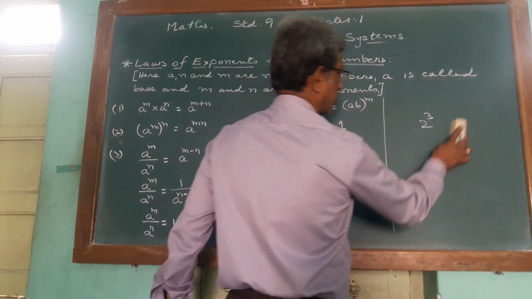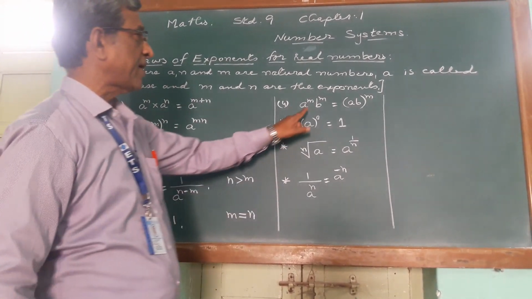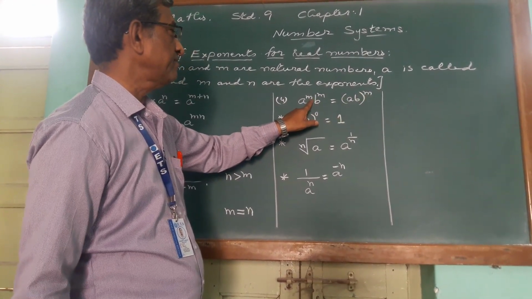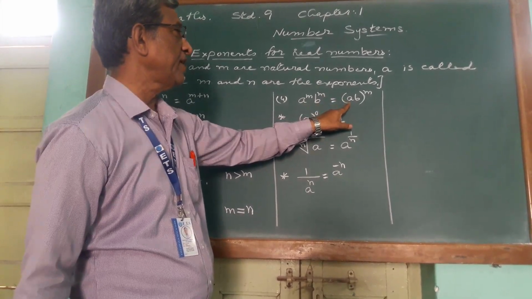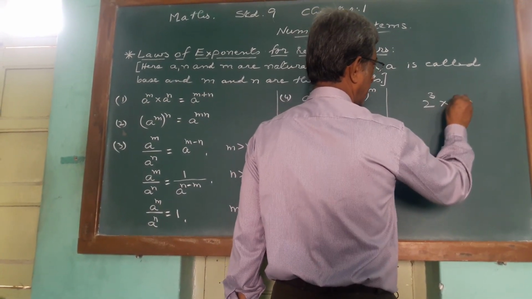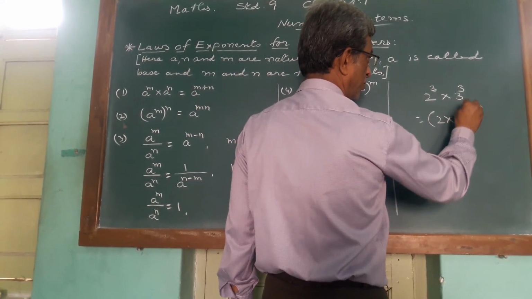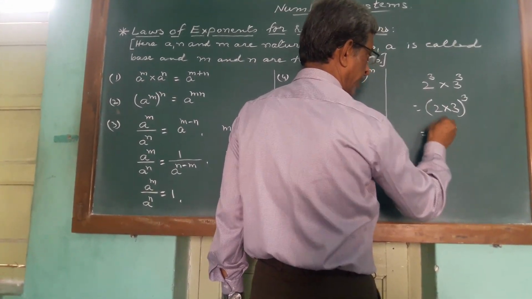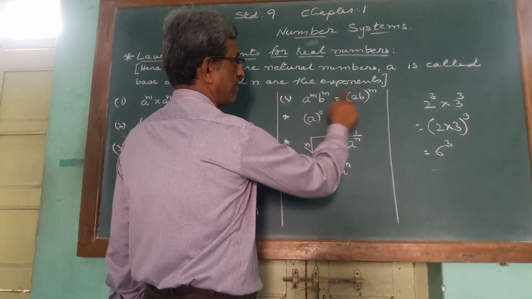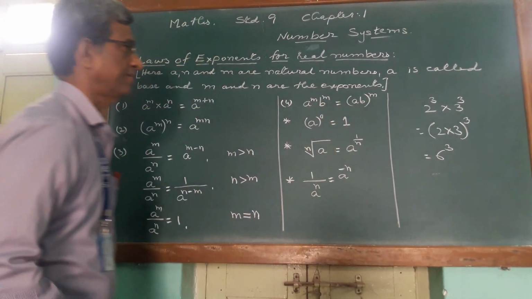Now if there is a product of two numbers, and if the power is the same, you can write the common power. a raised to m, b raised to m is equal to ab raised to m. If it is like this, 2 raised to 3, 3 raised to 3, you can write 2 into 3 whole raised to 3, that is 6 raised to 3. The power m will be common.